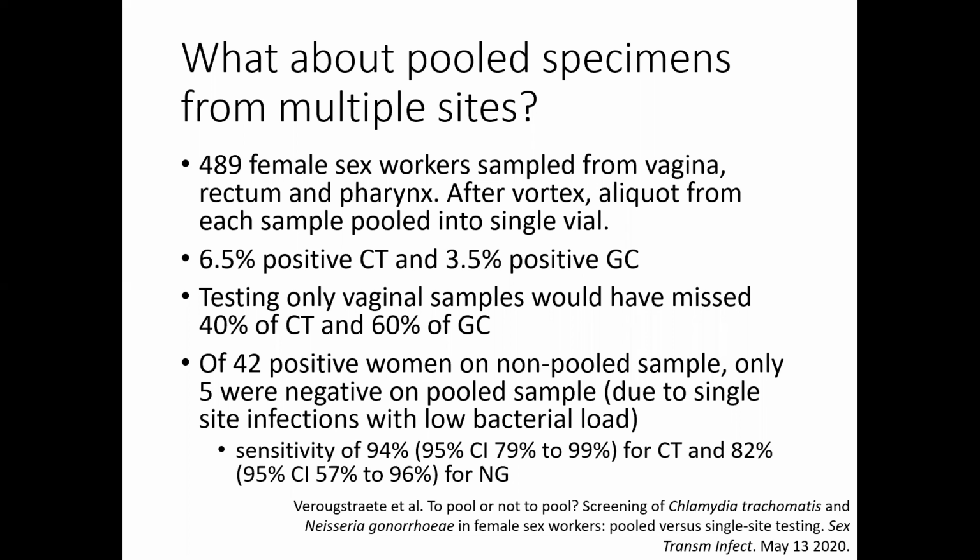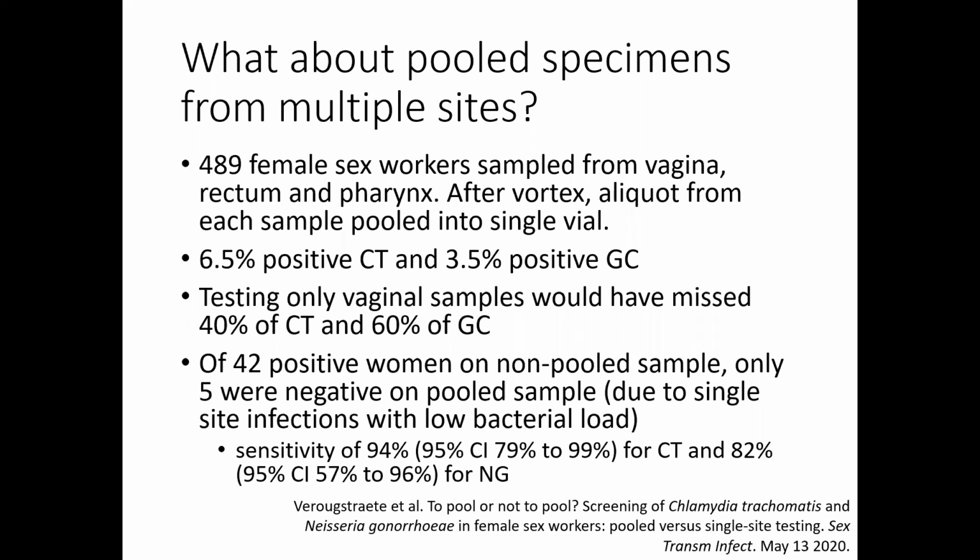So what about pooled specimens from multiple sites? There was a study that looked at this. Their technique was a little bit different than what you would standardly do, well, it's not standard to collect multiple sites in one test tube, but in this particular study, they collected the 3 sites, and they wanted to have the results from the sites individually. Then they also took an aliquot from each sample and put them into a single vial to see how good it is if we combine these into one. Again, the rates of infection in this population were 6% for chlamydia and 3% for gonorrhea. And as we've been talking about already, they found that if they had only tested vaginal samples, they would have missed 40% of chlamydia and 60% of gonorrhea in this case.